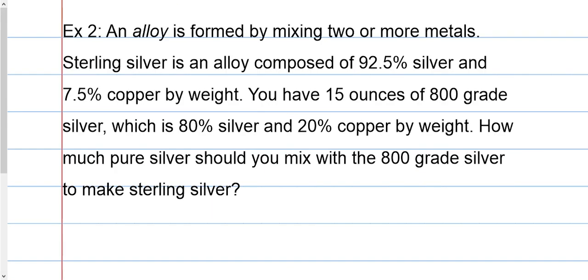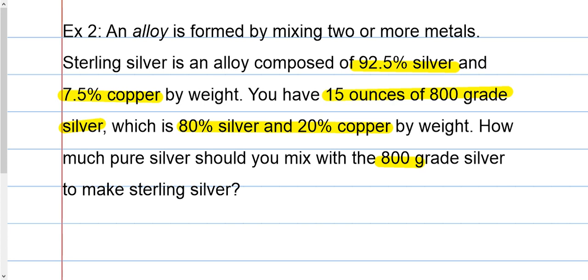Example 2. An alloy is formed by mixing 2 or more metals. Sterling silver is an alloy composed of 92.5% silver and 7.5% copper by weight. If you have 15 ounces of 800 grade silver, which is 80% silver and 20% copper, how much pure silver should you mix with the 800 grade silver to make sterling silver?